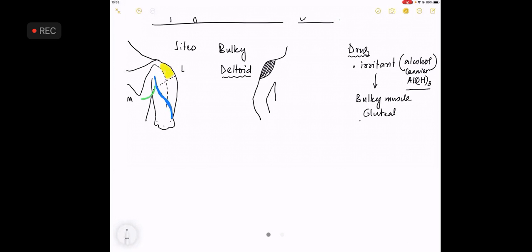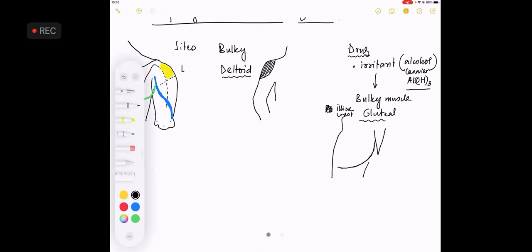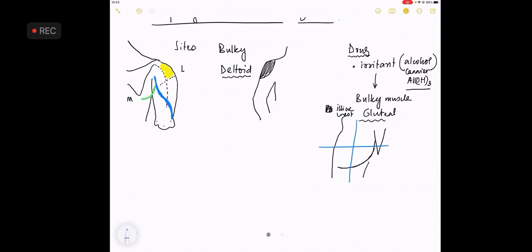If you are giving it in the gluteal muscles, again the same logic of the four quadrants. If this is the posterior superior iliac crest, and this is the crease of the buttock, and this is the sacrum, then divide this into four quadrants. And always give the injection in the upper outer quadrant. Can you tell me why will you give it in the upper outer quadrant?